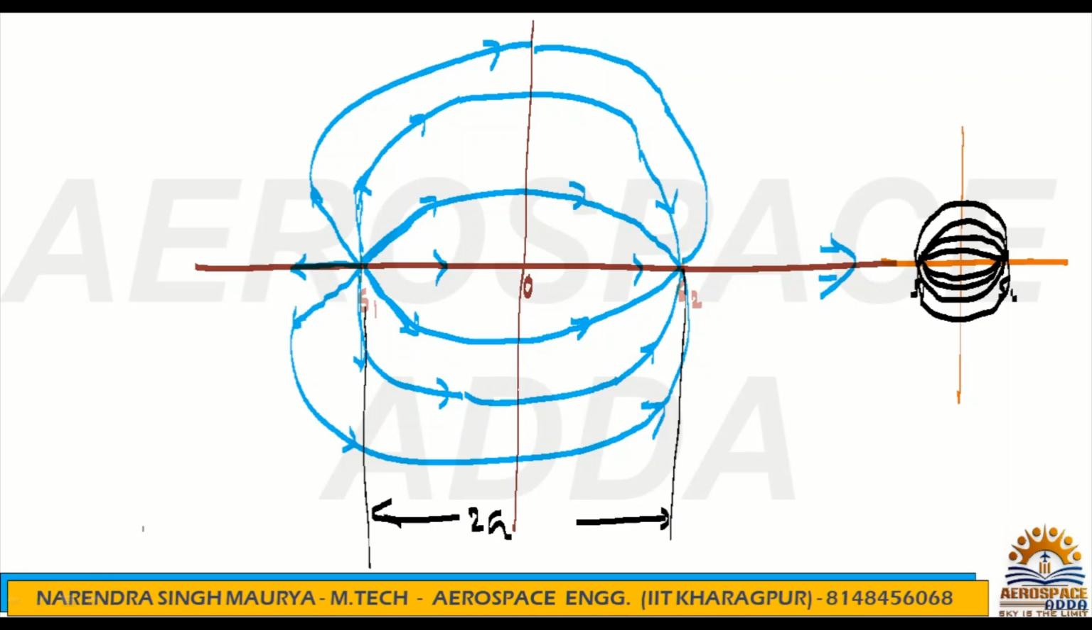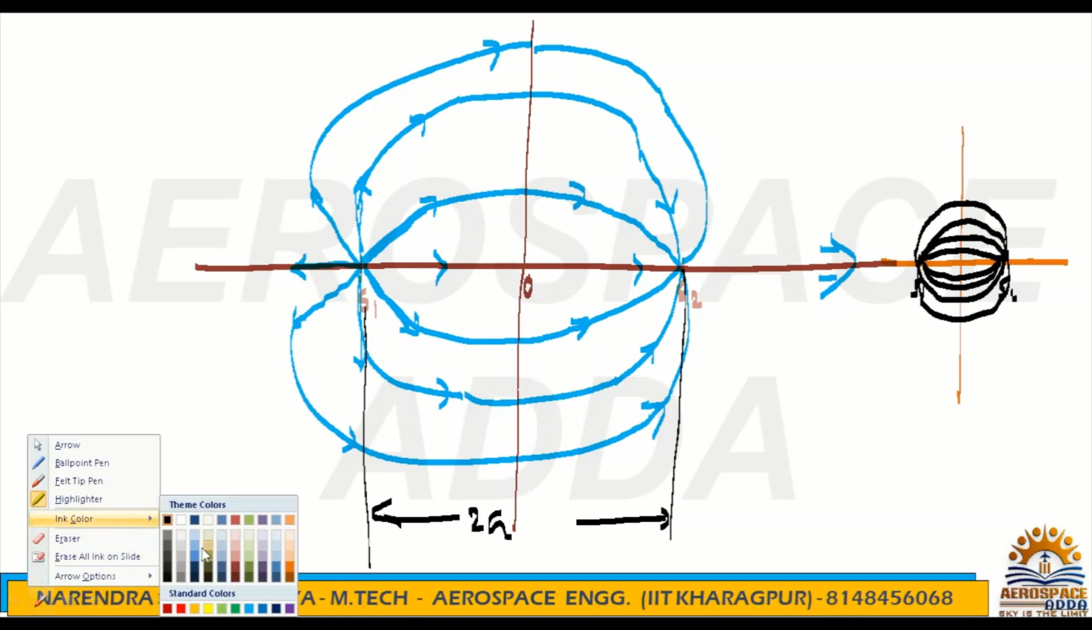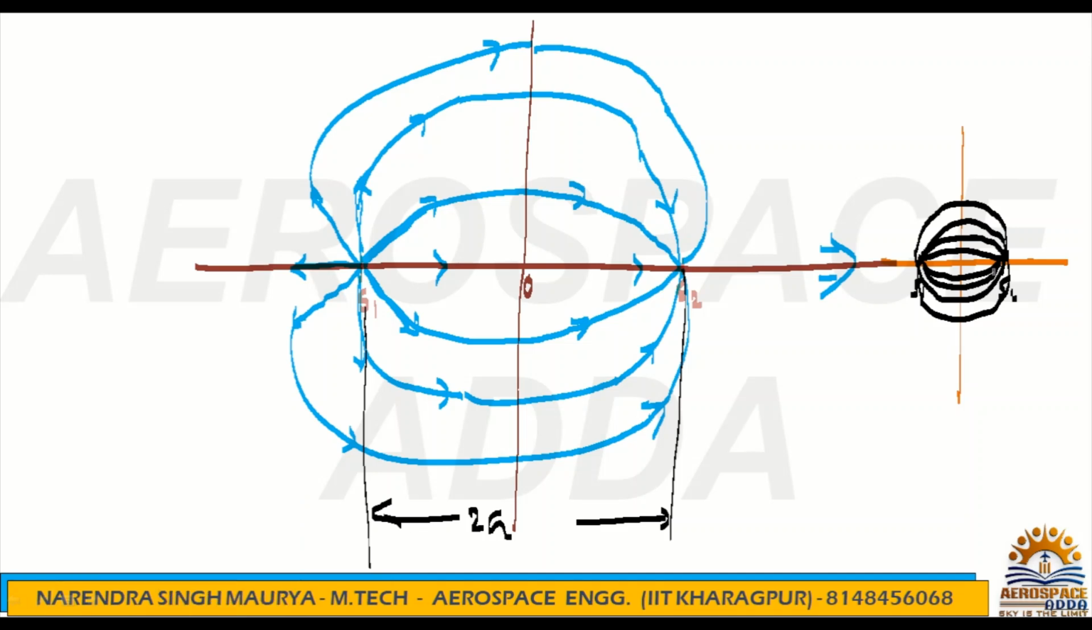Something like this. Okay, multiple streamlines you can draw, so obviously you will get a pattern something like this. So source will generate the flow, sink will absorb the flow. That's all I wanted to show you.